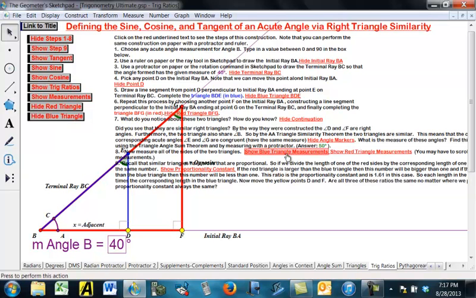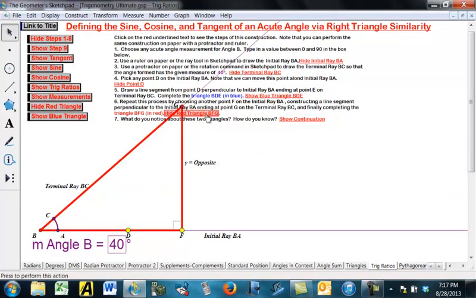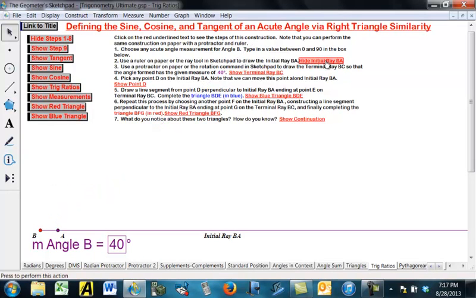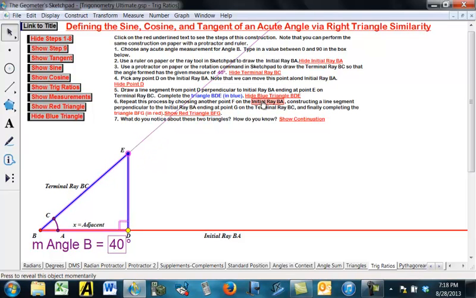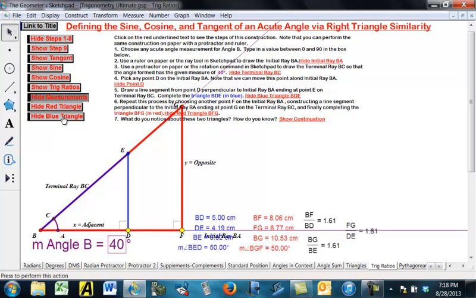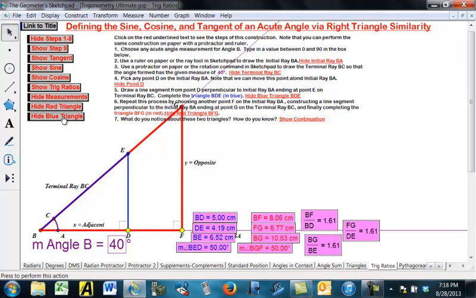So let's go back and just review a little bit. We started by just drawing a ray, using our protractor to make the given angle, which is 40 degrees. We pick any point we want, and we make a triangle. And it doesn't really matter where we make that triangle. We can get sides that are proportional.